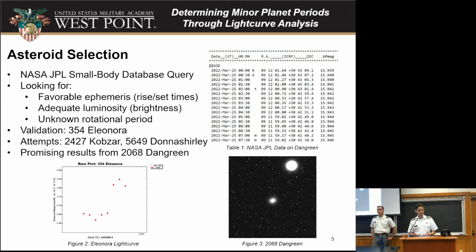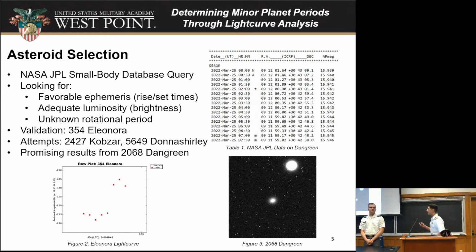We then moved on to Cobstar 2427 and Donna Shirley 5649. Those two asteroids have unknown rotational periods, but they proved to be inadequate in either luminosity or ephemeris. So the data there was no good either. We're currently getting promising results from Dan Green 2068. That asteroid is bright enough and close enough to Earth that we can get good imagery, and we have some great data that we'll get to at the end of the presentation from that one.